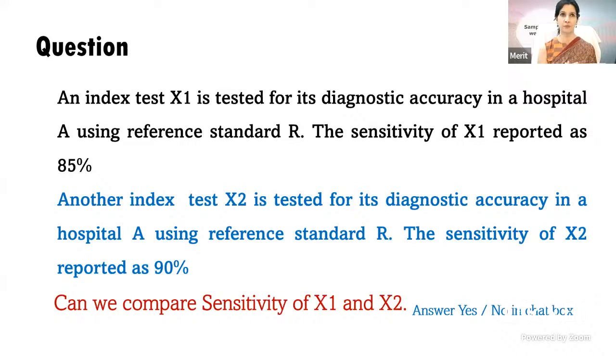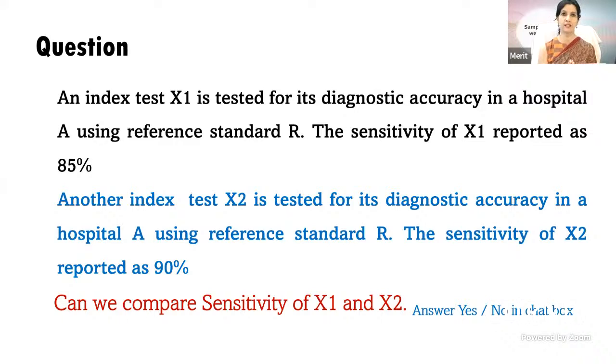So there's a question for you. There's an index test X1. You have tested its diagnostic accuracy in hospital A using a reference standard or a gold standard R. And the sensitivity of this X1 is reported as 85%. There's another index test X2, and you have tested the diagnostic accuracy of this test in hospital B. So read it as hospital B. It is not A. So both are tested in two hospitals using a reference standard R. The sensitivity of this X2 is reported as 90%.